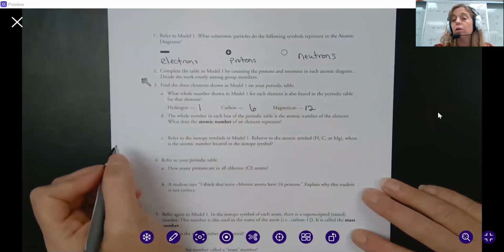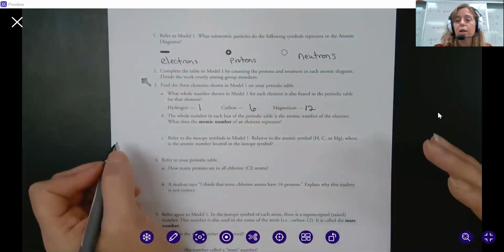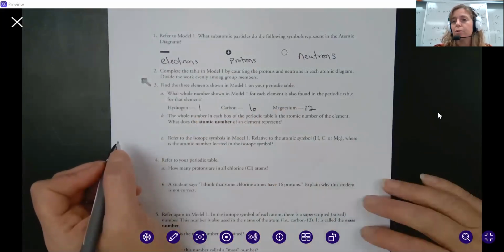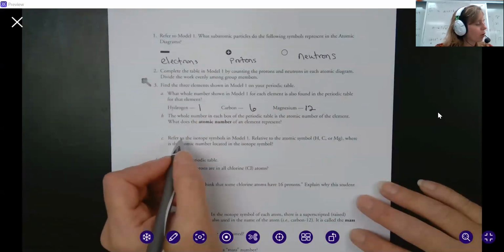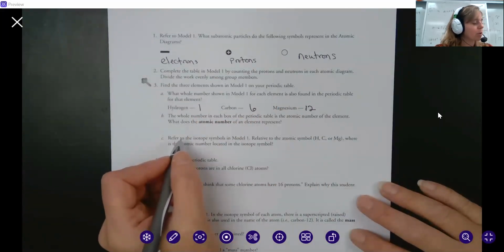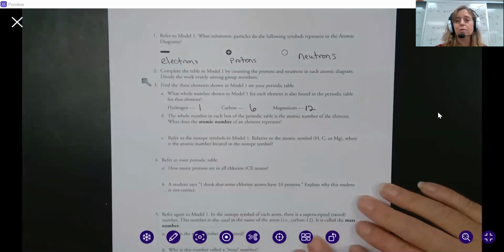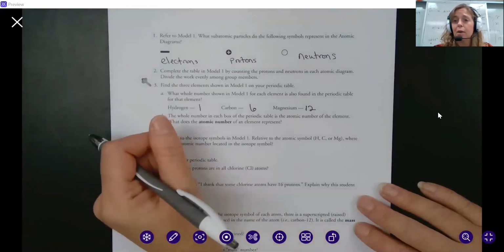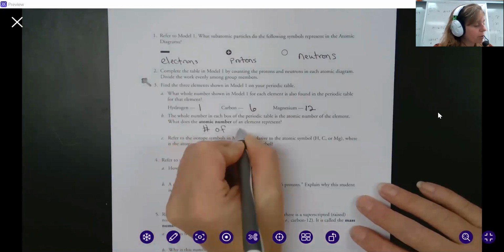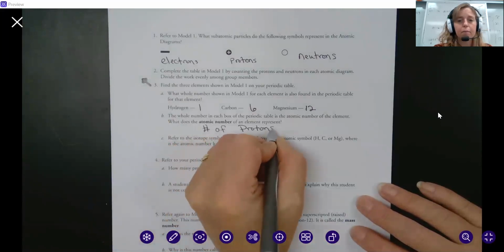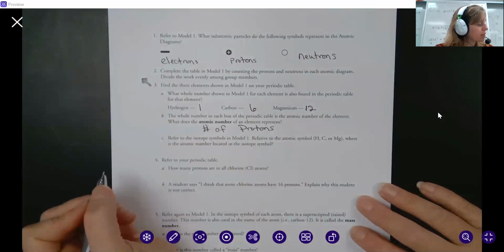They're wanting you to look at the periodic table and say which number is also in the periodic table as a whole number. Those would be your whole numbers, okay? The whole number in each box of the periodic table is the atomic number of the element. What does the atomic number of the element represent? If you flip back to model 1, you would see that the atomic number represents the number of protons.